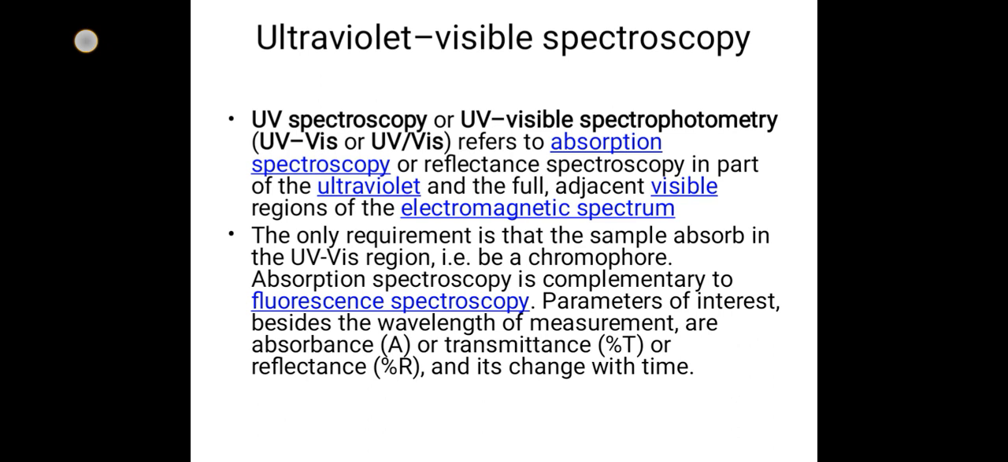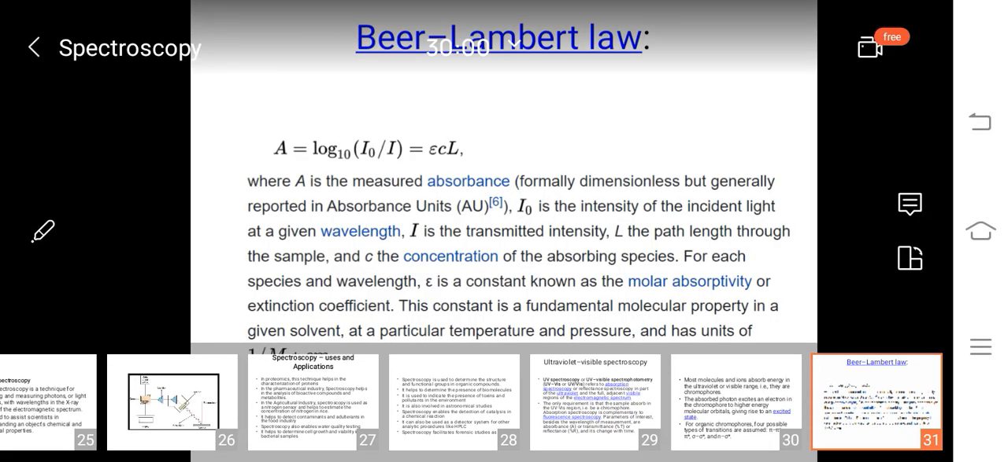Beer-Lambert law. A is the measured absorbance, formally dimensionless but generally reported in absorbance units. I0 is the intensity of the incident light at a given wavelength, I is the transmitted intensity, L is the path length, and epsilon is the molar absorptivity or extinction coefficient.